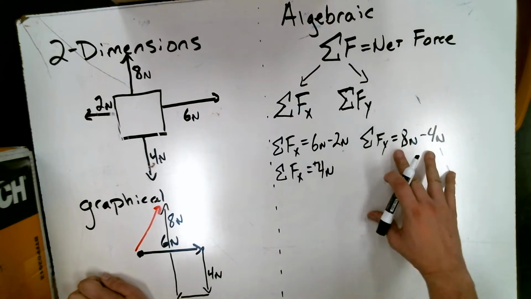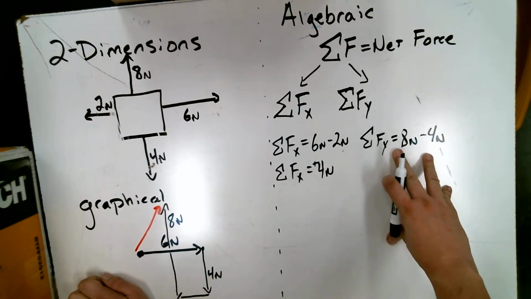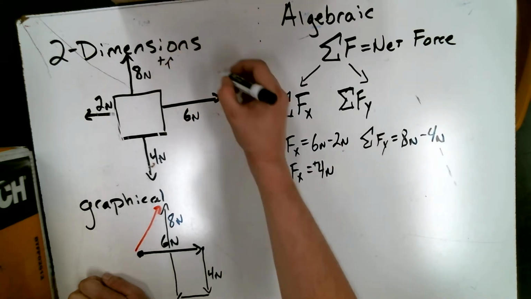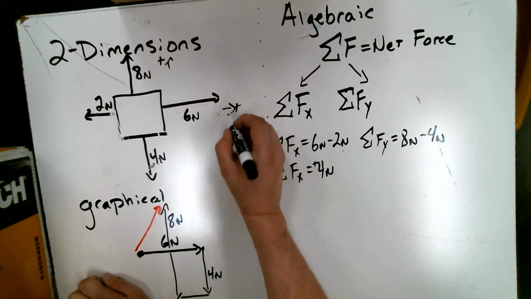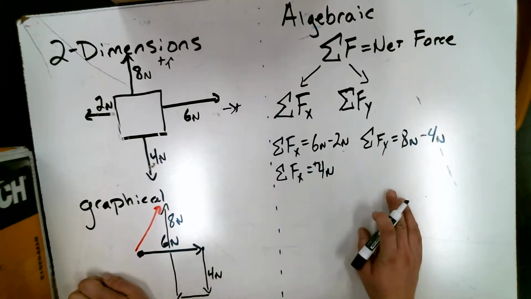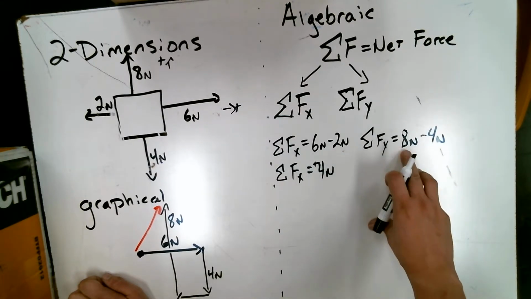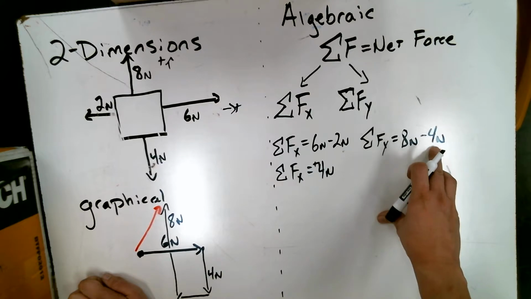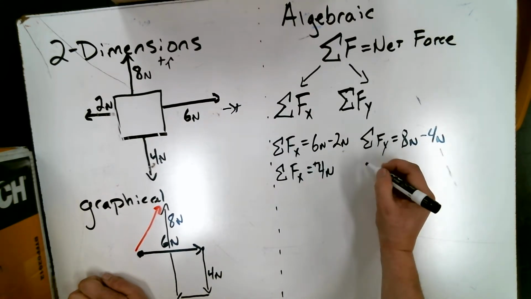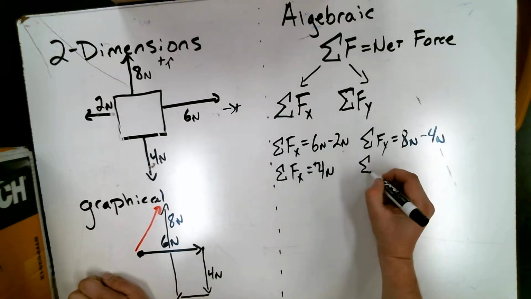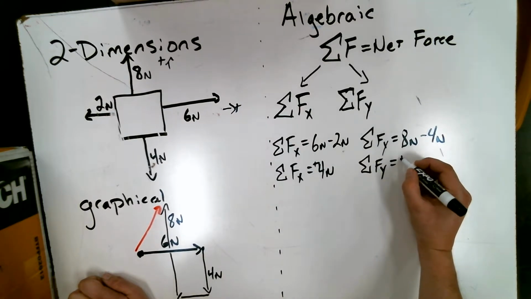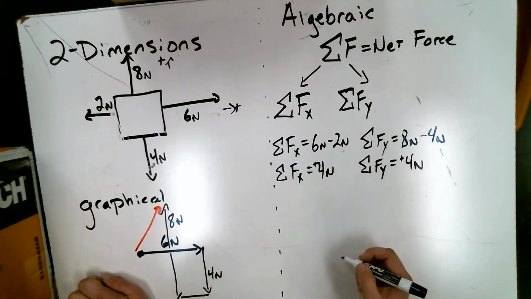If you're ever wondering about signs, remember, you can assign them at the beginning. Tradition is positive for up and positive to the right. Do not have to follow that. What's really important here is that 8 is going the opposite direction of 4, so whatever signs I choose, these have to be opposite signs. So sum of the forces in the y direction comes out to be a simple positive 4 newtons.